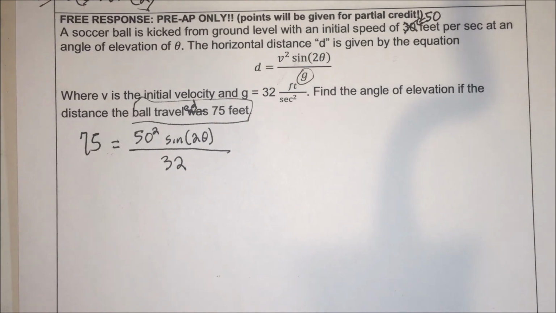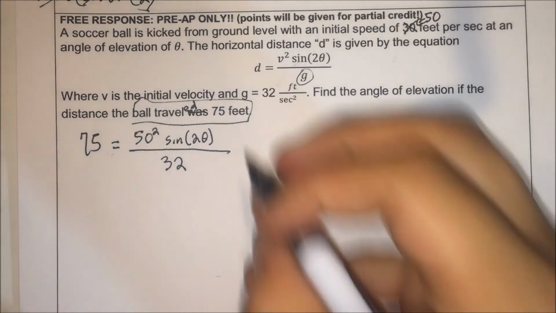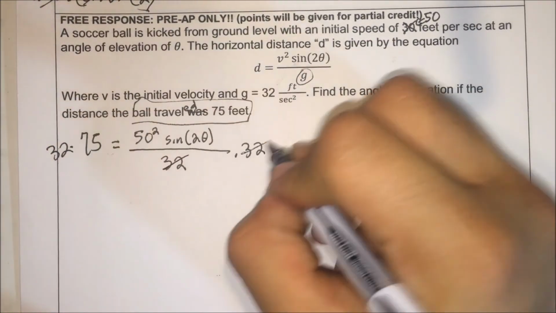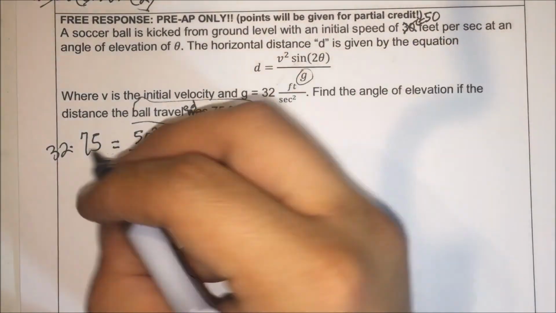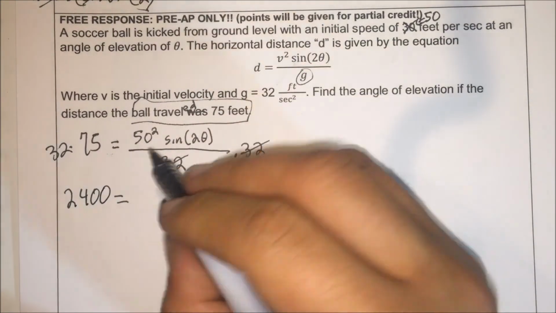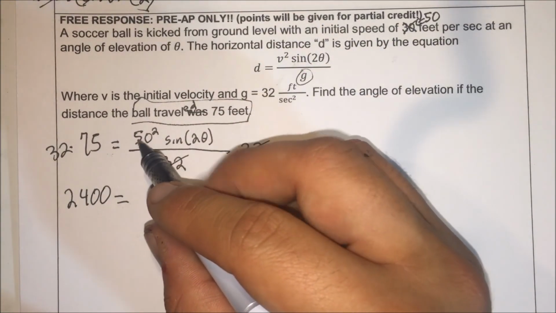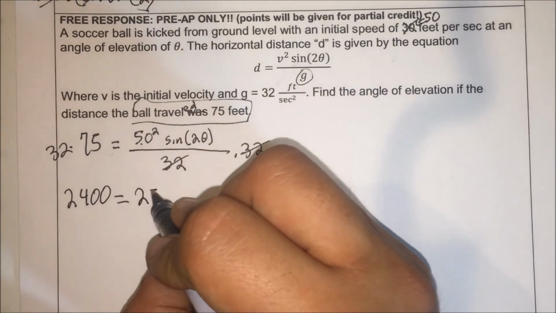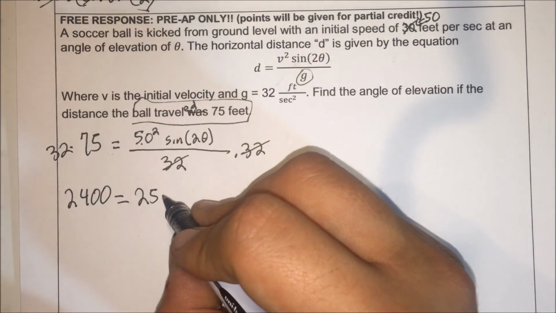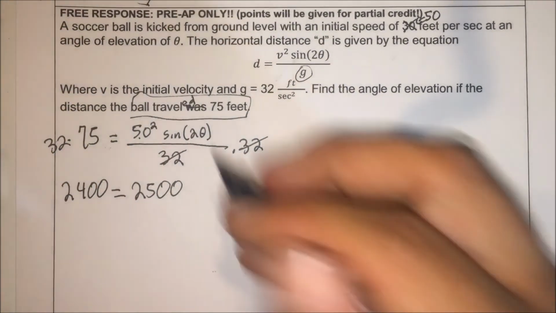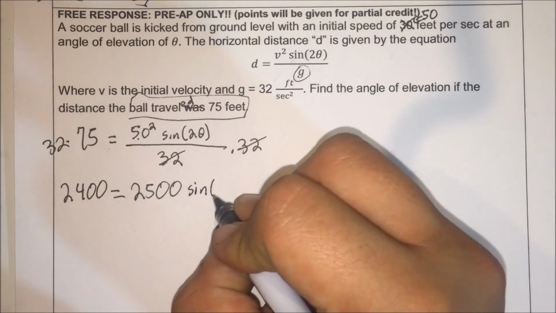Okay, so we want to isolate that trigonometric expression. Let's multiply both sides by 32 first. That cancels the 32 in the denominator. That gives us 32 times 75, which is 2400. 50 squared, well, you could do this in your calculator, but if you think 5 times 5 is 25, and then 50 has 2 zeros, so I'm going to put a 2500 there. And sine of 2 theta is still back here.